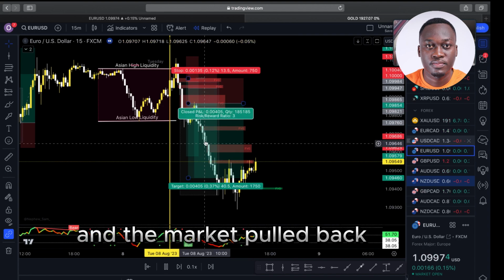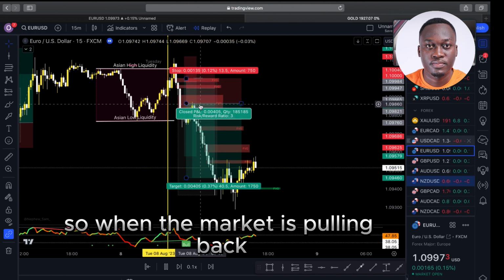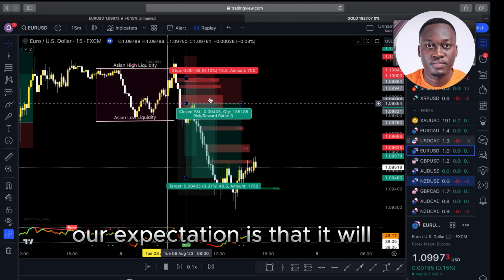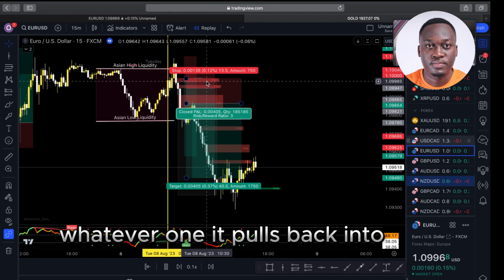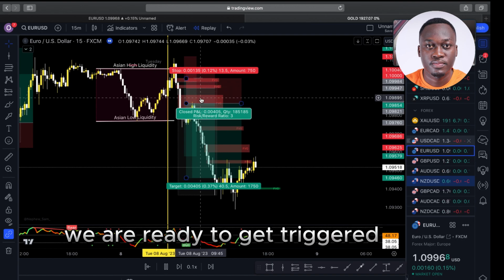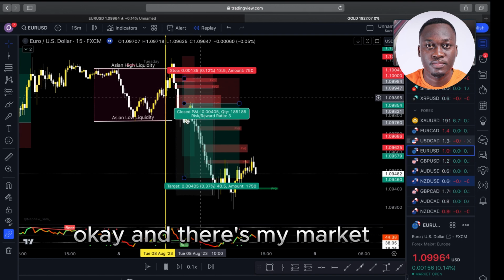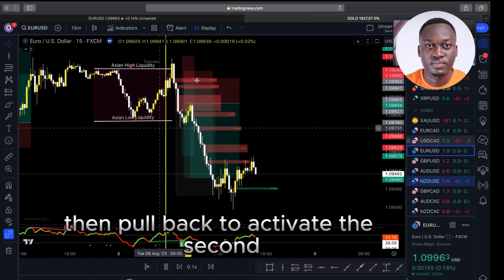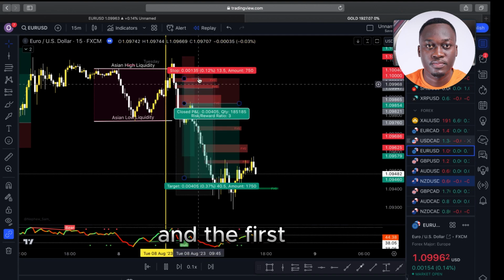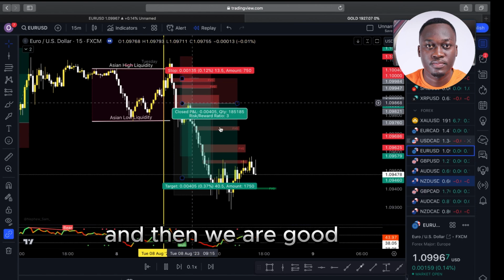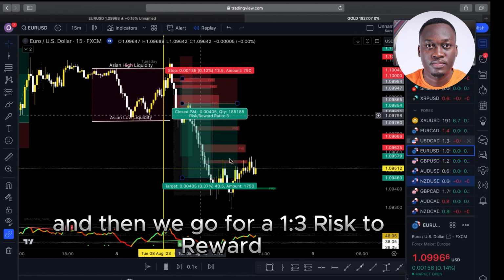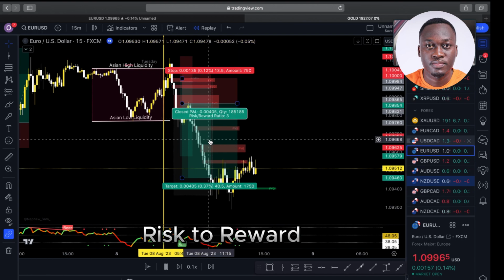And so that is it. And the market pulled back. So when the market is pulling back, our expectation is that it will pull back into the third, the second, or the first. Whichever one it pulls back into, we are ready to get triggered. Okay. And this market pulled back, but it didn't pull back to activate the second and the first. It only pulled back to activate the third. And then we are good. Is that okay? And then we go for our 1:3 risk to reward.